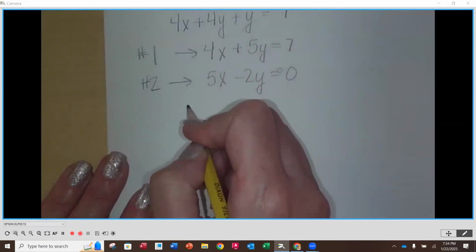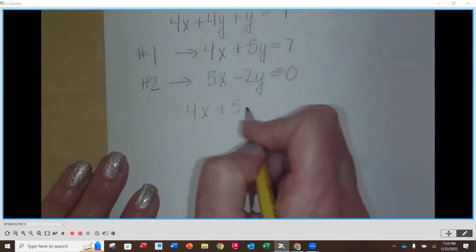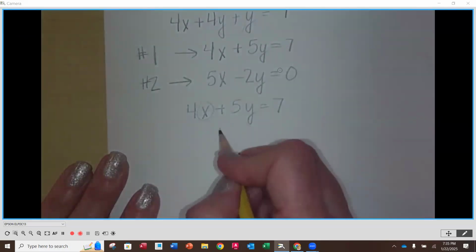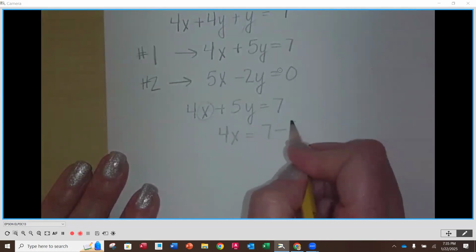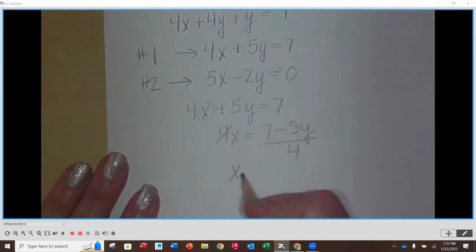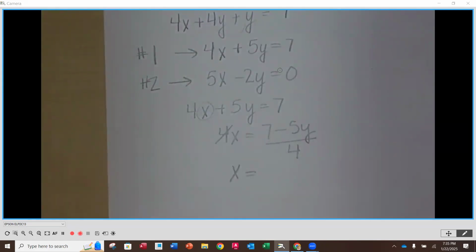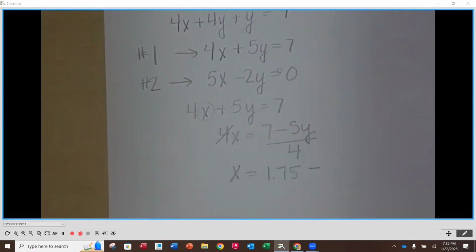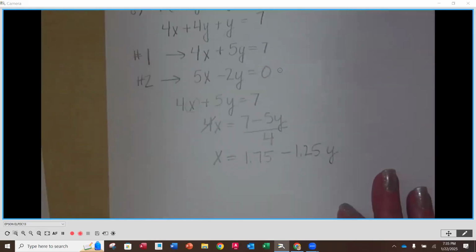I'm just going to rewrite it here. 4x plus 5y is equal to 7. Solving for x, I'm going to move my 5y to the other side. So I'm going to have 4x is equal to 7 minus 5y. And then dividing both sides by 4, I'm going to get x is equal to, now again, if you like fractions, you can keep them going, but I am going to do 7 divided by 4, and this is going to be 1.75 minus 5 divided by 4. That's going to be 1.25y. And those aren't awful decimals to work with. They're actually kind of nice.